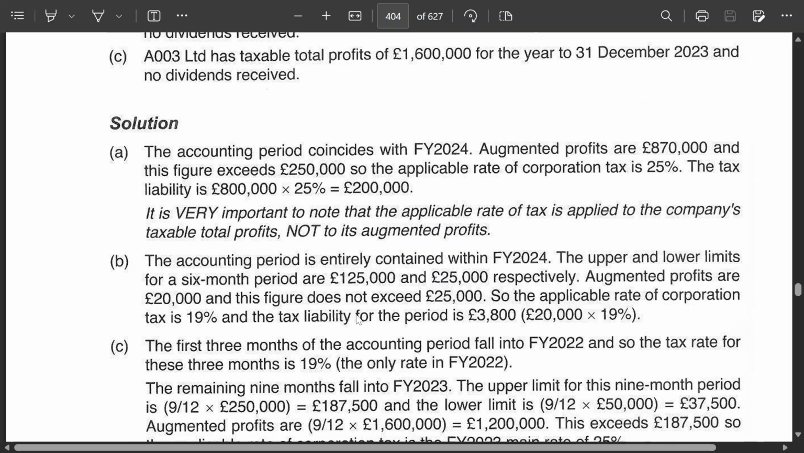Right, let's look at this here. So you can see that example here. They find out that the rate of tax is 25%, then the tax liability is 25% into 800. It's not 25% into 870, right?